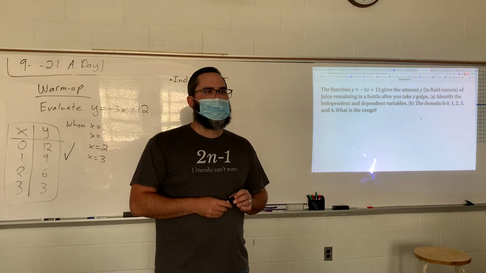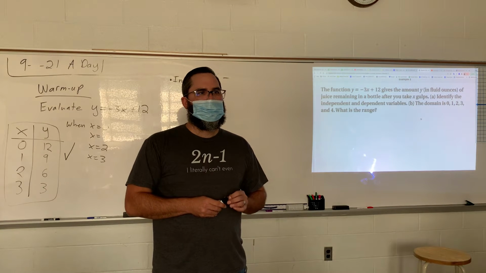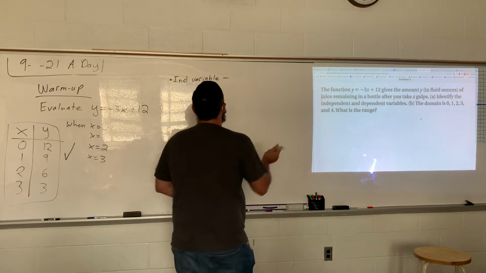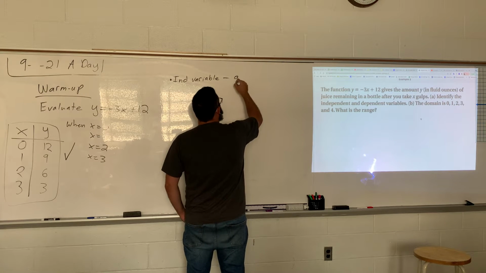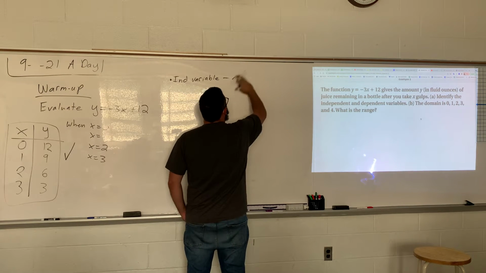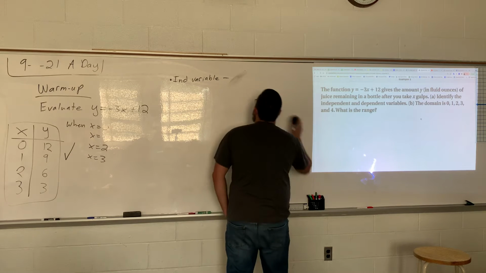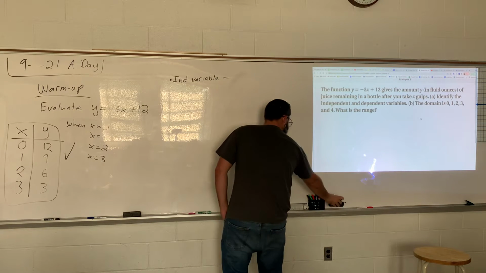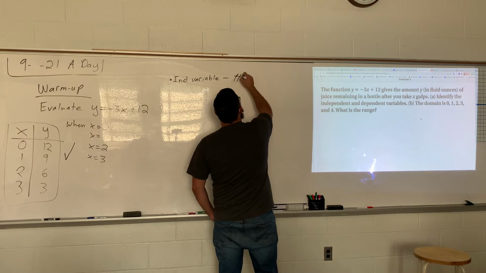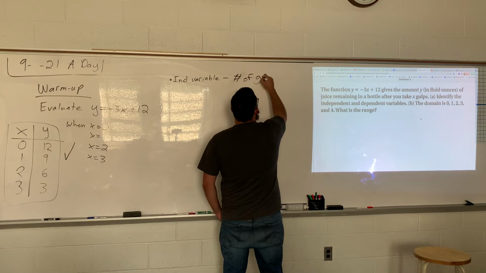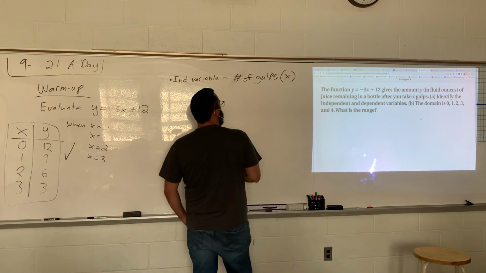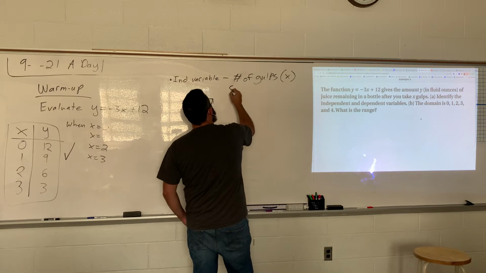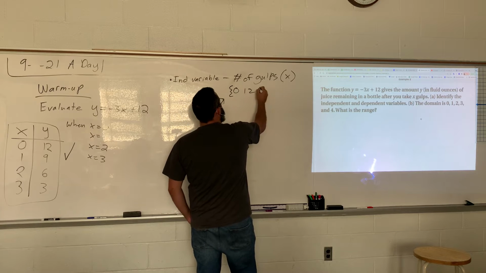That's actually the independent variable because it's the gulps you take. We're going to say the independent variable represents the gulps we take, or we'll say the number of gulps. And you identified the actual domain as 0, 1, 2, and 3. Very good.